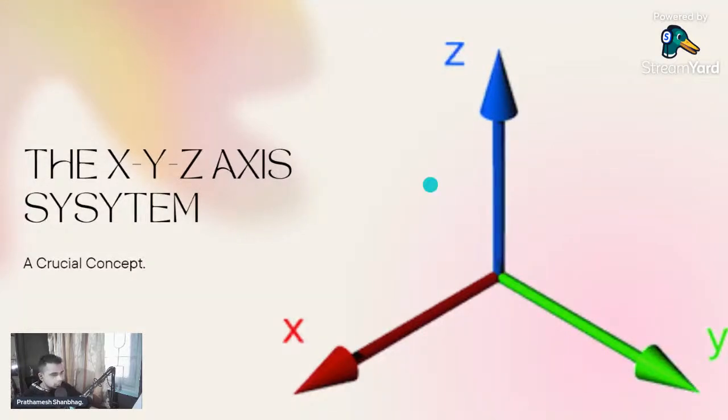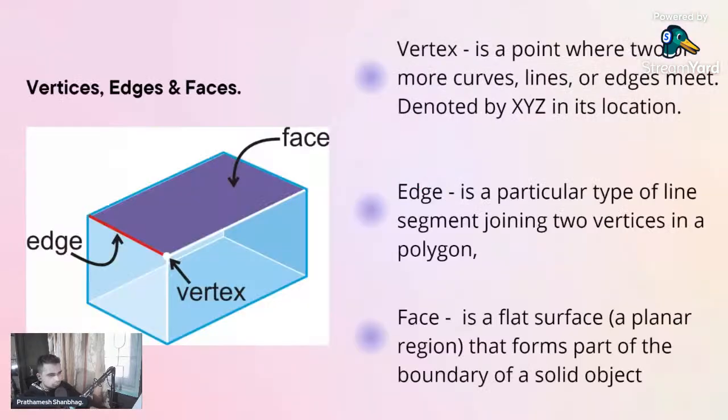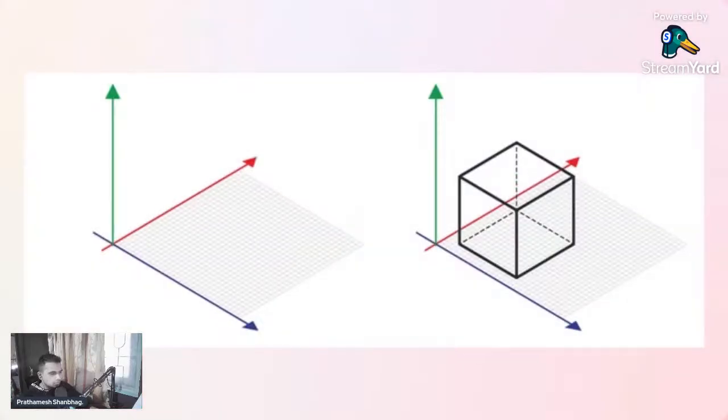Now, like I explained with the box, you can imagine the box being here. And this is the common conventional denotation, where the x-axis is denoted in red, the y-axis is denoted in green, and the z-axis is denoted in blue. And this is in Blender as well. This is the same convention.